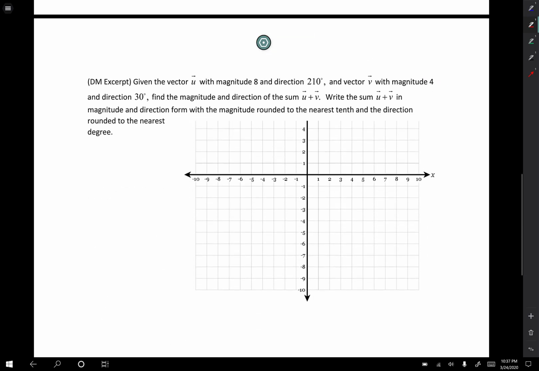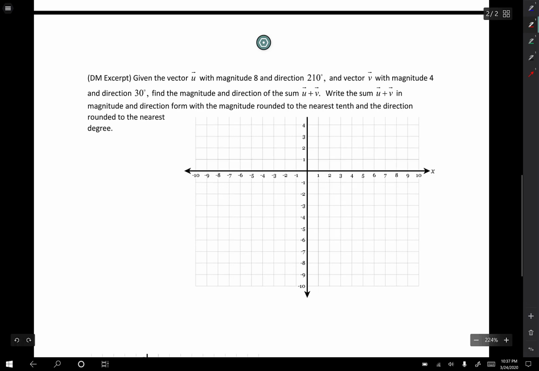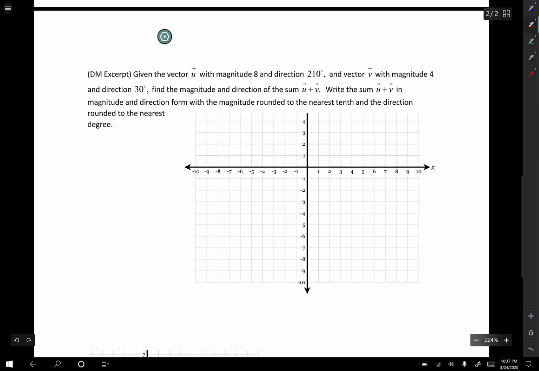Ooh, this one. All right. So this one, I'm going to go ahead and also make a video on. I'm going to show you how it's going to look on Delta Math. So it says given vector u with a magnitude of 8 and direction 210 and vector v with magnitude 4 and direction 30, find the magnitude and direction of the sum u plus v. Write the sum u plus v in magnitude and direction form with magnitude rounded to the nearest tenth and the direction rounded to the nearest degree.